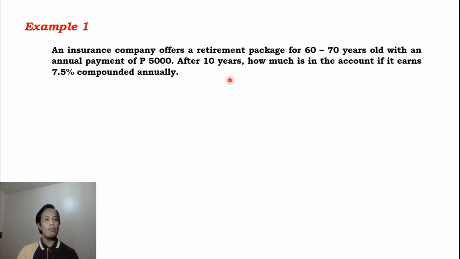So to solve, we identify the given. Of course, our periodic payment is 5,000. We need to pay 5,000 pesos every year because it is an annual payment.